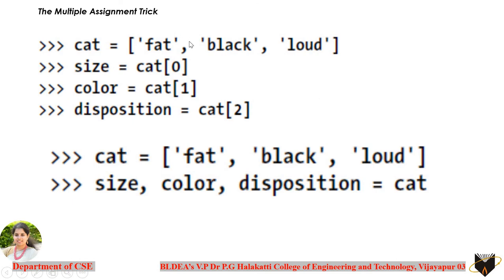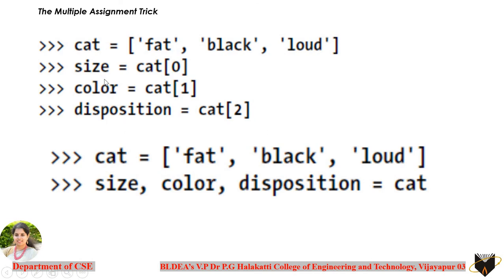So, the multiple assignment trick here. You can see here cat is a list variable consisting of the three elements, and I have taken another variable, a simple string variable, where I want to extract these contents and store them into these variables. For example, in size I want to store the value fat, that is cat[0] is fat. In the color variable I want to store black. In the disposition variable I want to take loud and store it.